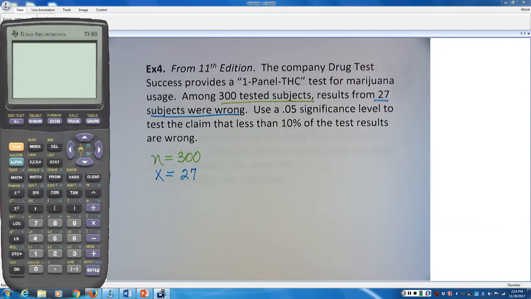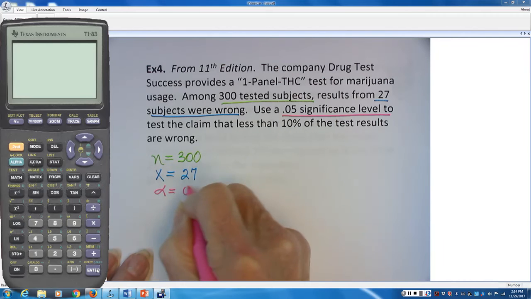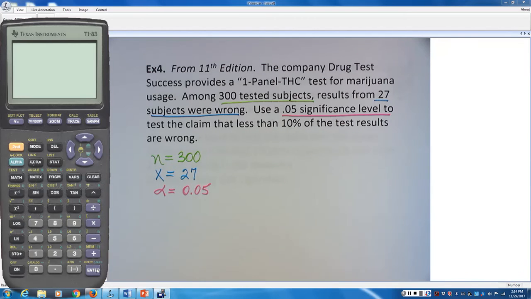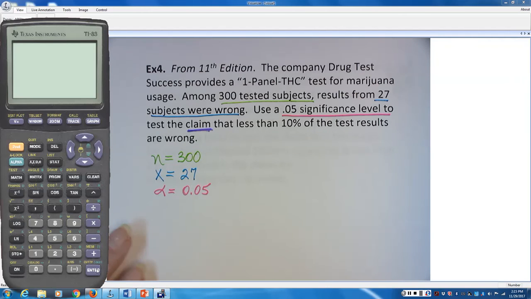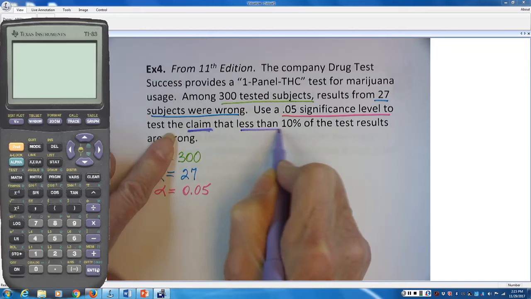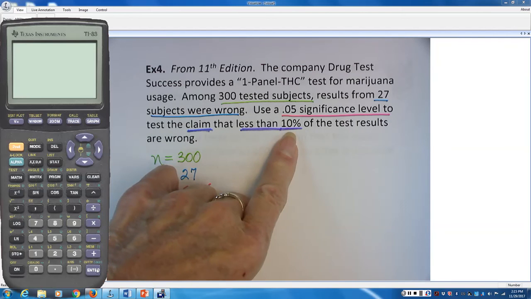Use a 0.05 significance level. As usual, that's alpha. To test the claim, nope, just x. Because it didn't say the mean number of subjects. It just said 27 subjects. Okay? Test the claim that less than 10%. So the claim involves a percentage, not a mean.